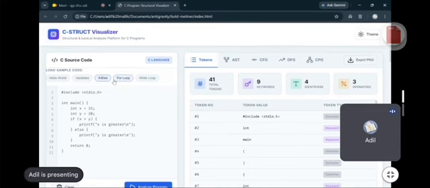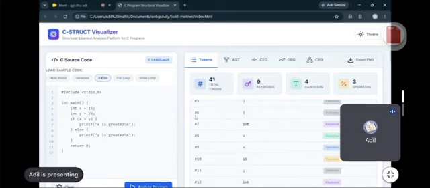This structure visualizer has all the outputs. The first output is the tokenization results, which displays all the tokens and identifiers found during lexical analysis. Finally, the application generates a code property graph which combines information from AST, CFG, and DFG to provide a complete representation of the program.